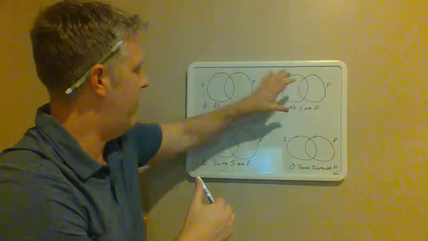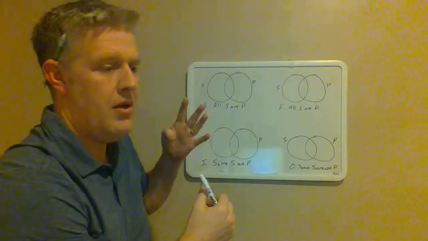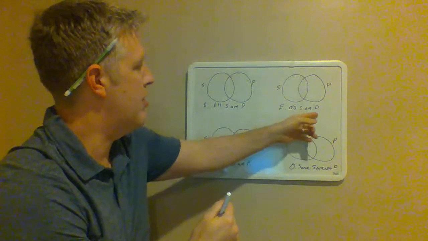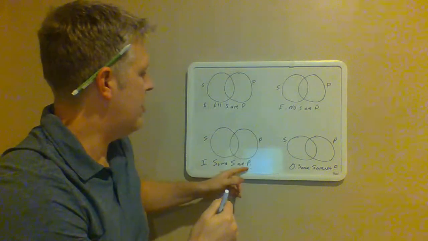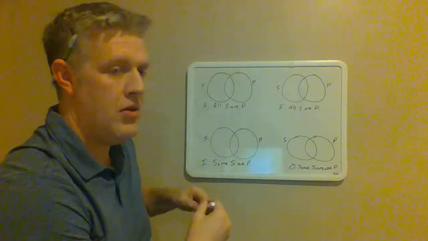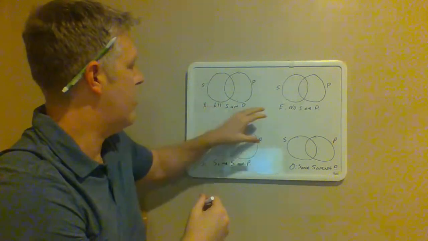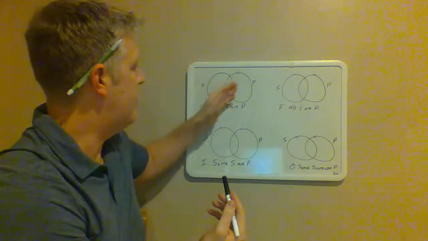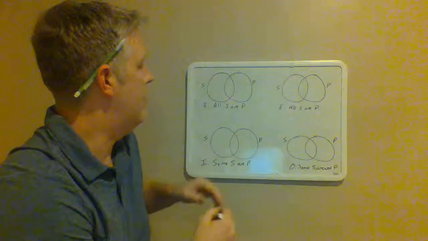So you'll see up here I've got 4 spots for our 4 standard form claims. We have the A claim, all S are P, the E claim, no S are P, the I claim, some S are P, and then the O claim, some S are not P. And so we'll go ahead and shade those using the Venn diagram. In each of these standard form claims, we have 2 classes or categories of things represented, hence the 2 circles for each of the diagrams.